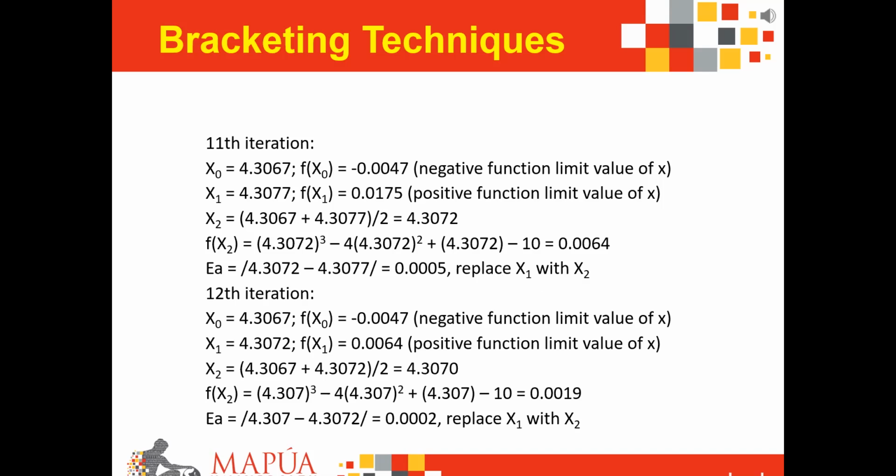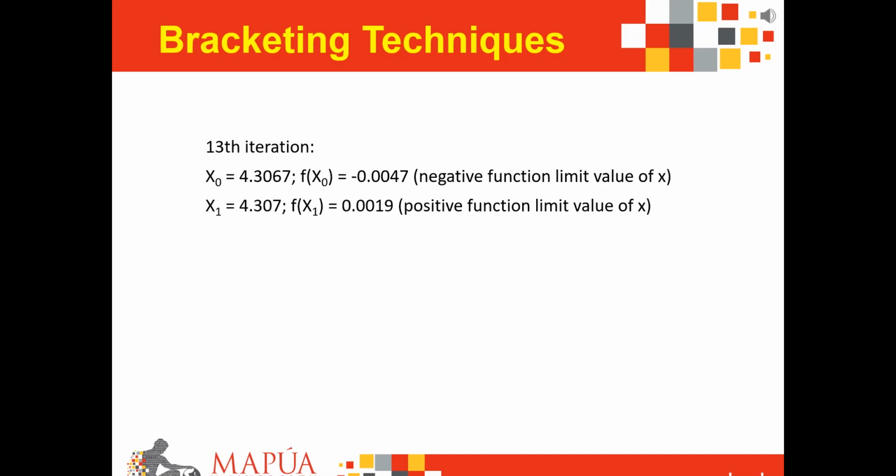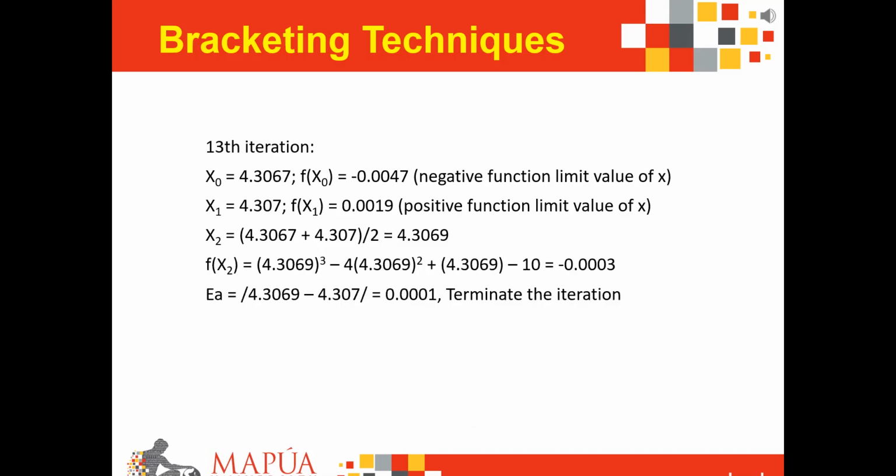Which means that we need to continue the process again, replacing x1 with x2. And on the 13th iteration, we end up with these given values for your x0 and x1 and a midpoint of 4.3069. Substituting that to our function gives us a function value of negative 0.0003. And if you then evaluate for the error criteria, you would notice that it's now 0.0001, which satisfies your terminating condition.